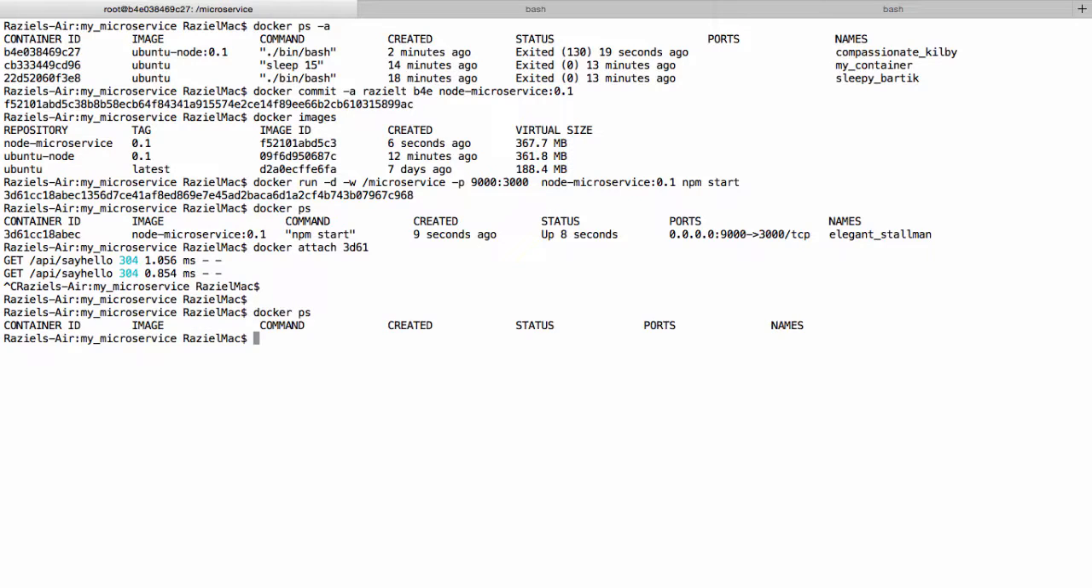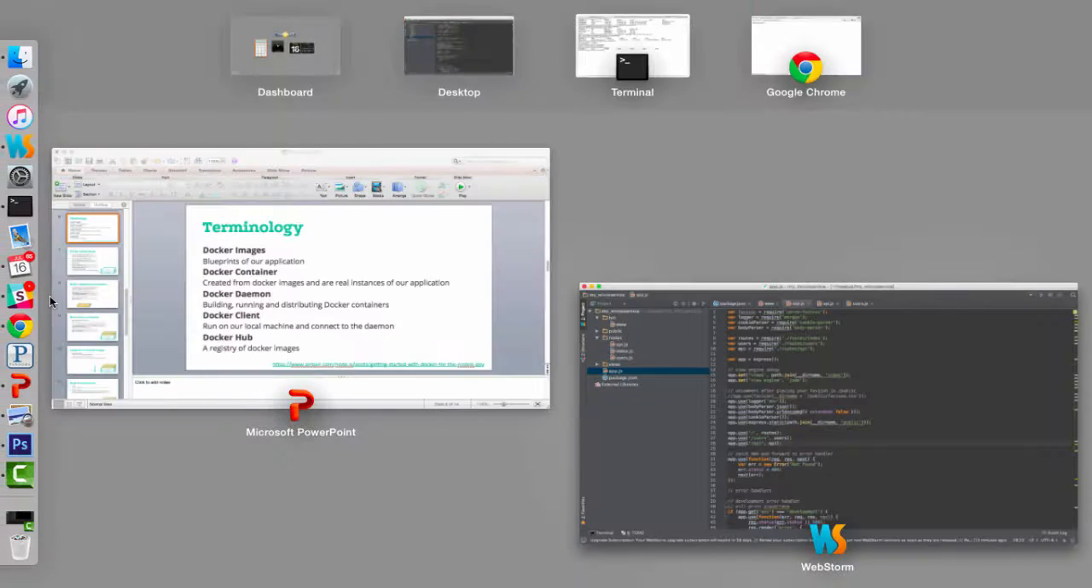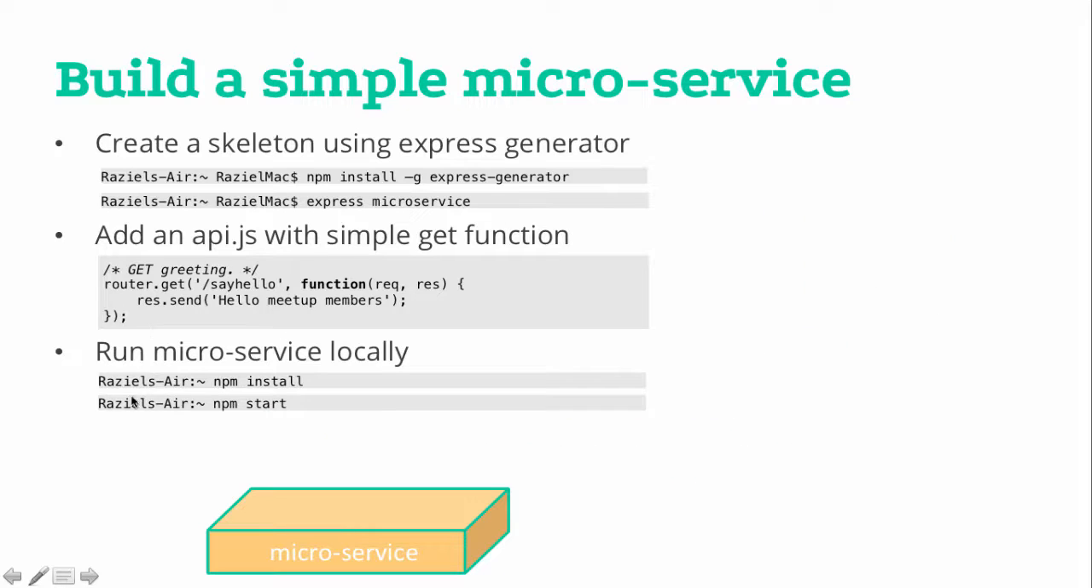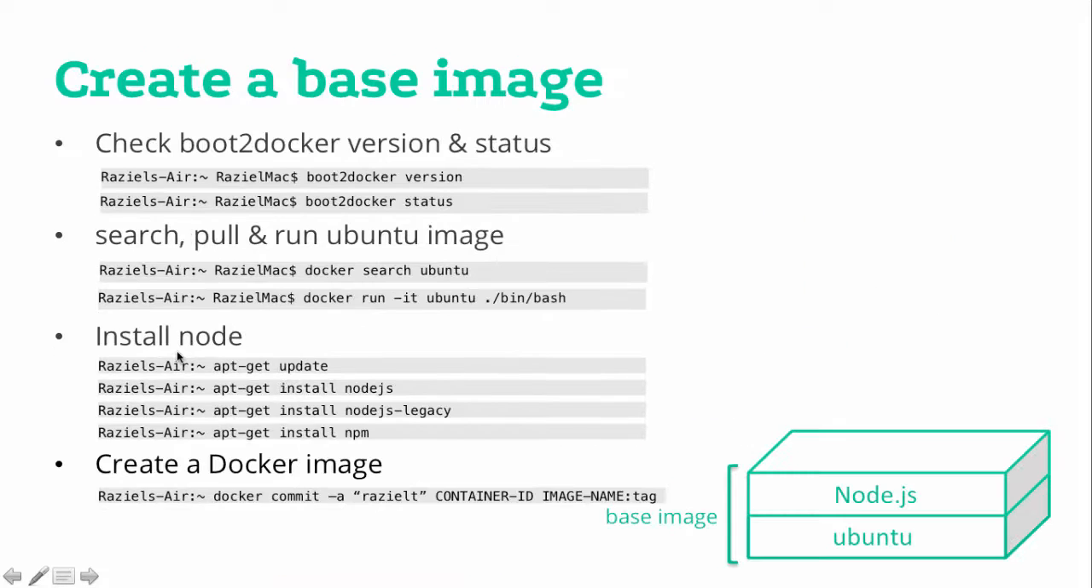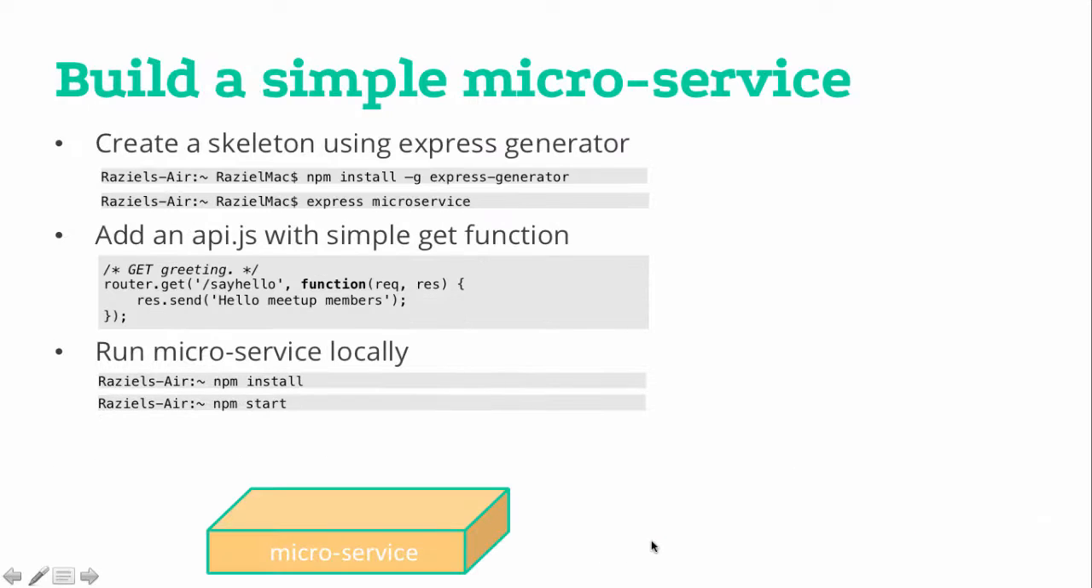Now we see docker ps. We have no container running. We have created an image with our microservice in it. Let's recap it. So what we did so far is we have created a base image with Ubuntu and Node.js.